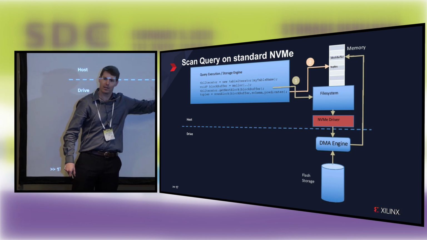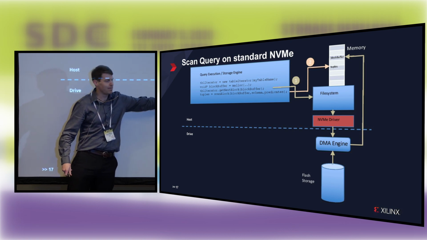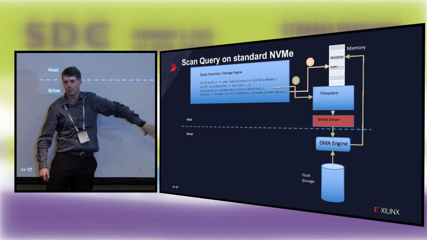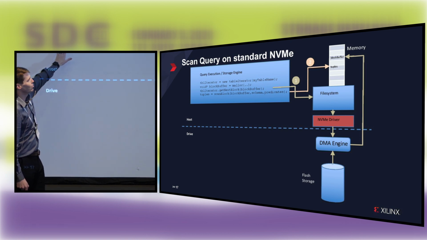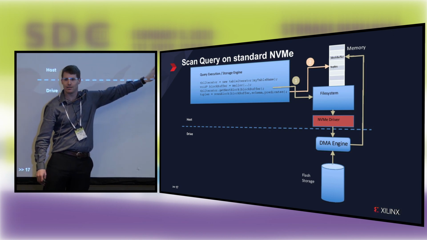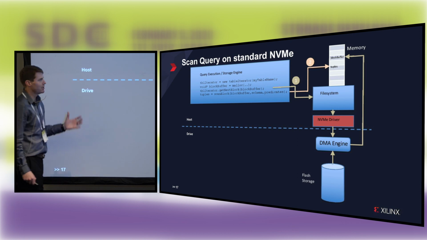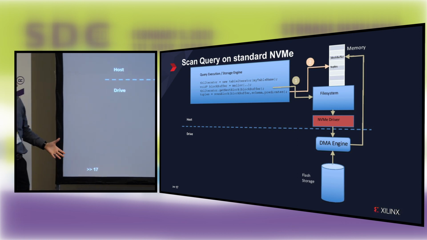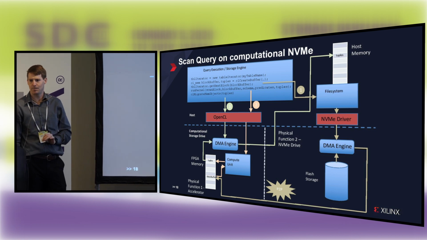The file system would look at its metadata to say, where is this object, and go and submit or request the storage, and that would DMA it back into the host memory, and only then would you actually do the scan to actually come up with the answers, and then you'd start going through the data. By using the PCIe bar register, it's not very difficult to implement this on computational storage.